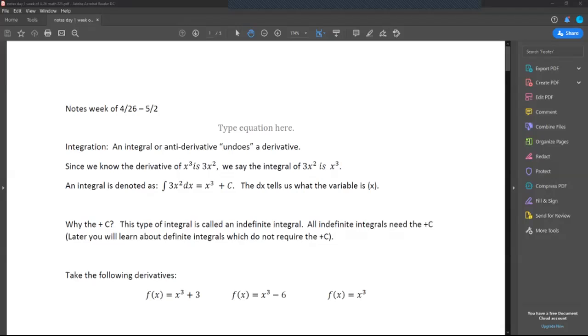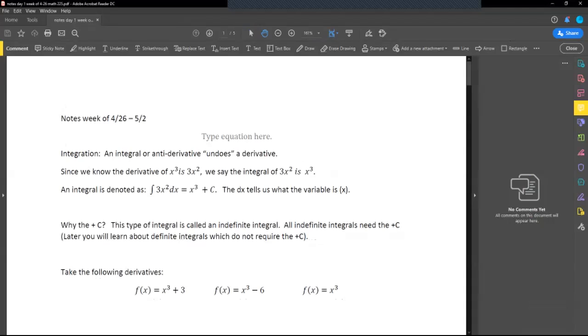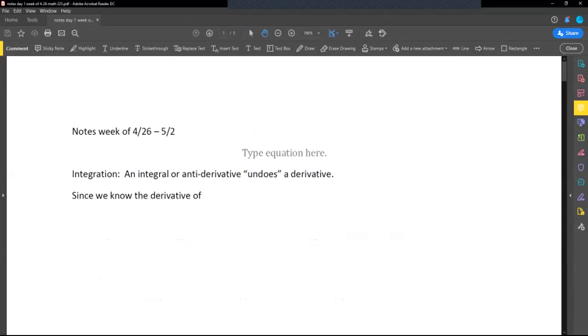So I wanted to talk to you guys a little bit about integrals and the math behind them to make sure that you can do basic integration. You don't get too far into integration in this class, just a little bit. So we're going to talk about the things that you will run across.